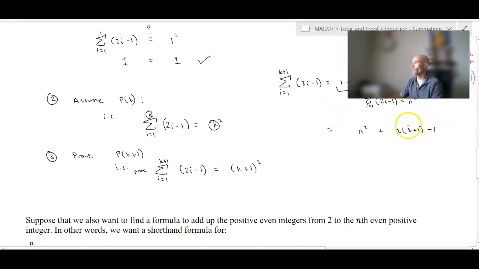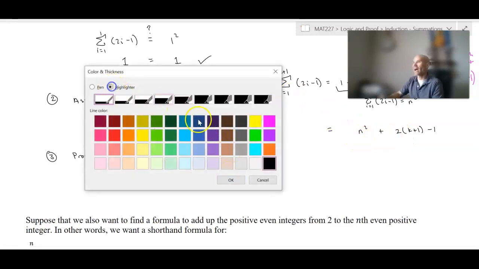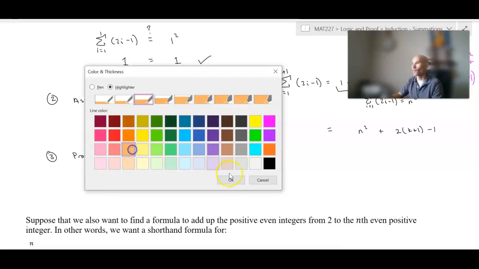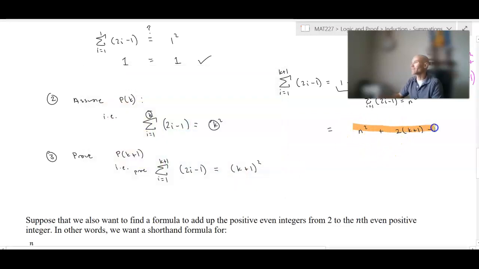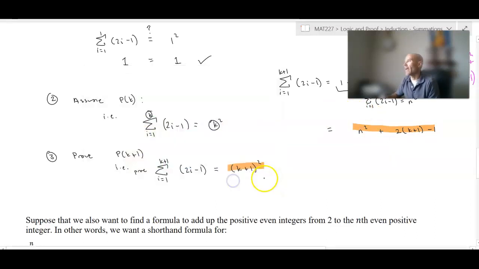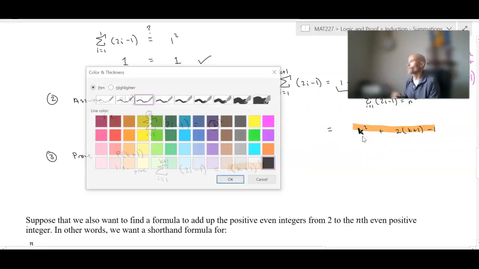Okay, so what we have to establish is that when we add up, let's go with orange, basically this expression ends up being the same result as k plus 1 squared. Notice our equal sign, the sum from i equals 1 to k plus 1. We want to show that eventually that equals k plus 1 squared. Oh, and I did make a little mistake here. I used n instead of k, but the sum of the first k odd integers is actually k squared.